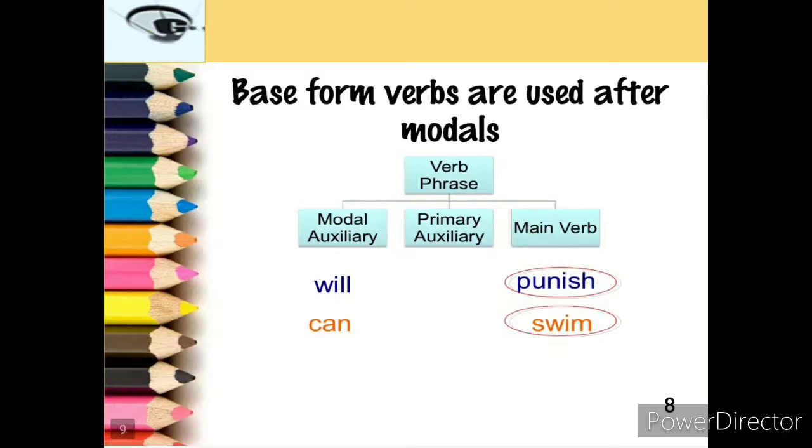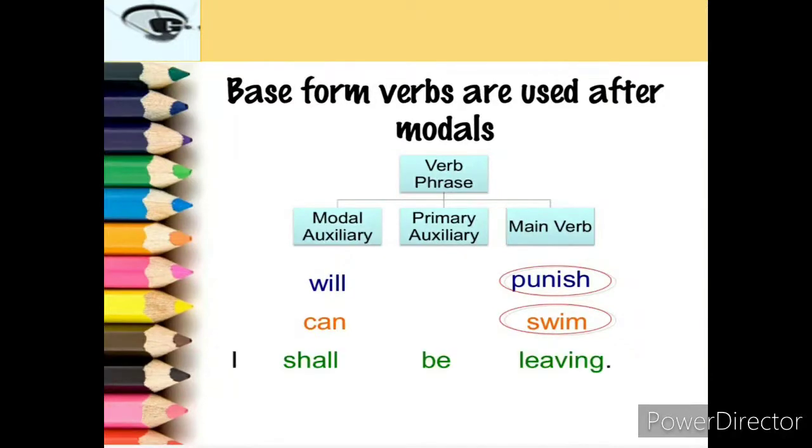So, I shall be leaving. If I tell you to identify the modal auxiliary, primary auxiliary, and the main verb in this particular sentence, you can easily identify. Shall here is the modal auxiliary, be here is the primary auxiliary, or you can also call it your helping verb, and leaving is the main verb.